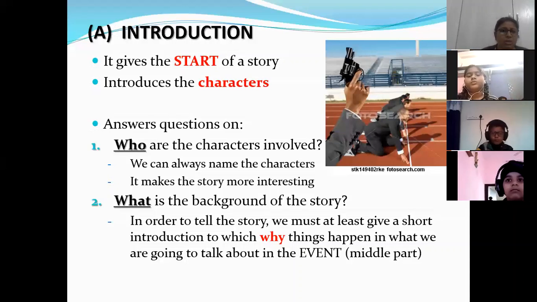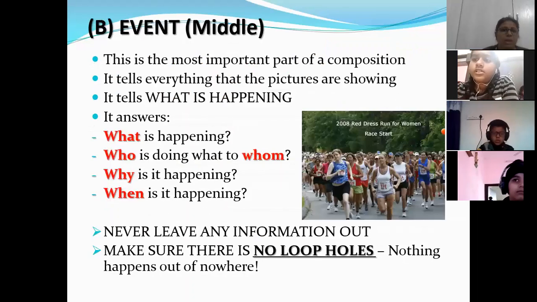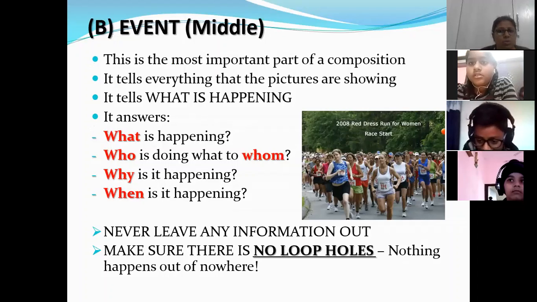So the introduction: first, you should write about the character, you should involve the characters. Second, you should write what is the background. Now the second part is the middle, which means the event. When we are talking about the event, it is the most important part of the composition. Why? Because it tells everything the pictures are showing.